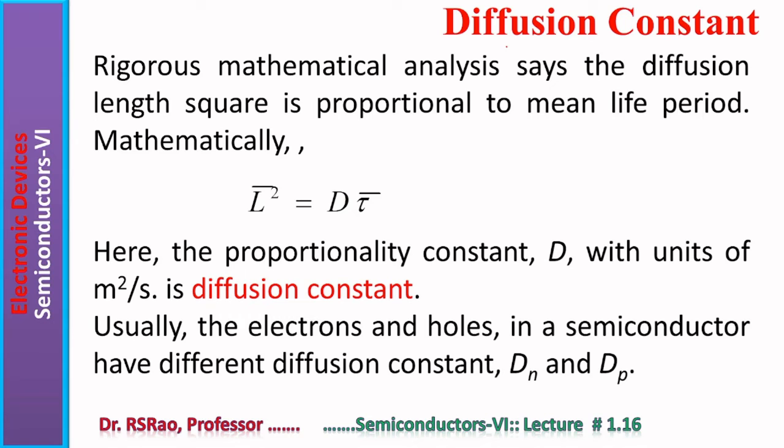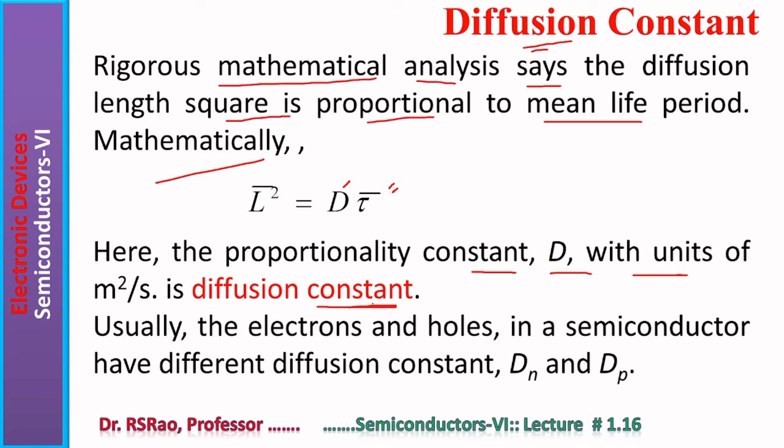After drift, a few points regarding diffusion. Rigorous mathematical analysis says the diffusion length squared is proportional to the mean life period. Mathematically, L bar squared is equal to D tau bar. Here the proportionality constant D, with units of meter squared per second, is the diffusion constant. Usually the electrons and holes in a semiconductor have different diffusion constants. As already mentioned, they are indicated by Dn and Dp.